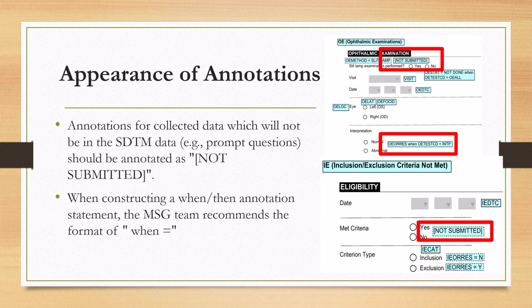Sometimes I have seen cases where the annotation is done with only OEORRES mentioned and the test code is not mentioned. In that case, that annotation will not be correct because you cannot identify that this information which is mapped to the ORRES variable, the collected result variable, is the result of which test. So that's why in that scenario, the correct annotation is to use the when equals to, or the when test code equals to, and the test code value here as shown.